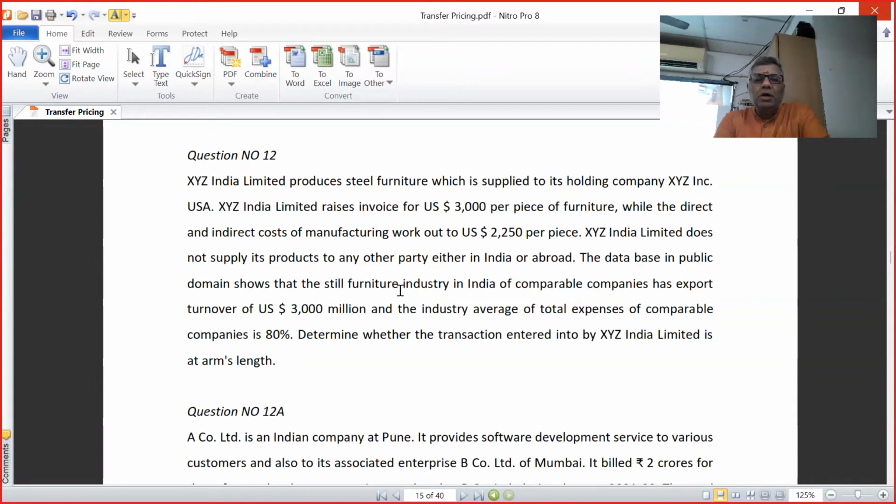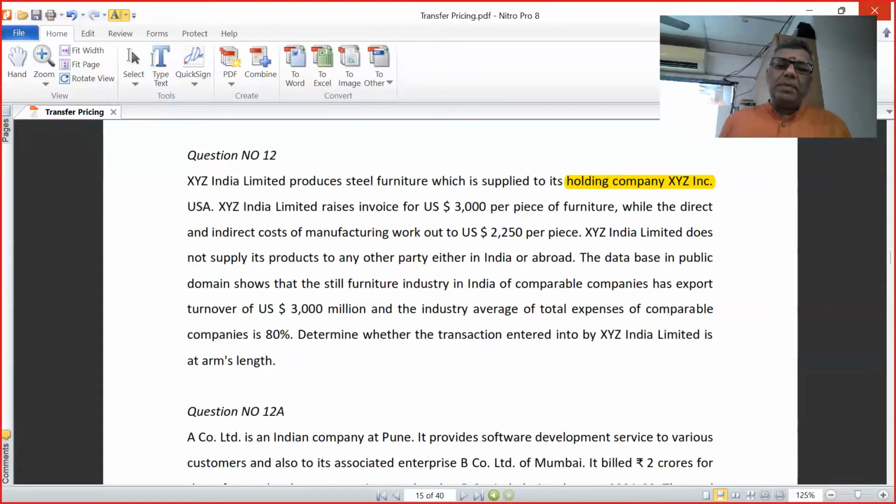XYZ India Limited produces steel furniture which is supplied to its holding company XYZ Incorporation USA, which is its associate. I hope all these things are registered and I need not write all these things. You are very clear about how to start the answer. XYZ Limited India raises invoice for $3,000 per piece of furniture, while the direct and indirect cost works to 2,250 per piece. XYZ India Limited does not supply its products to any other party in India or abroad.